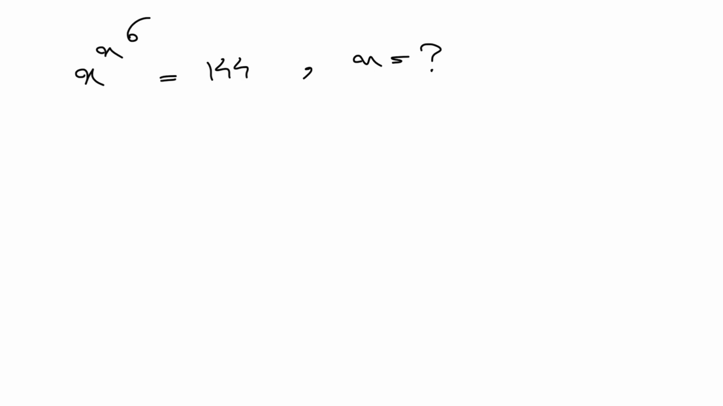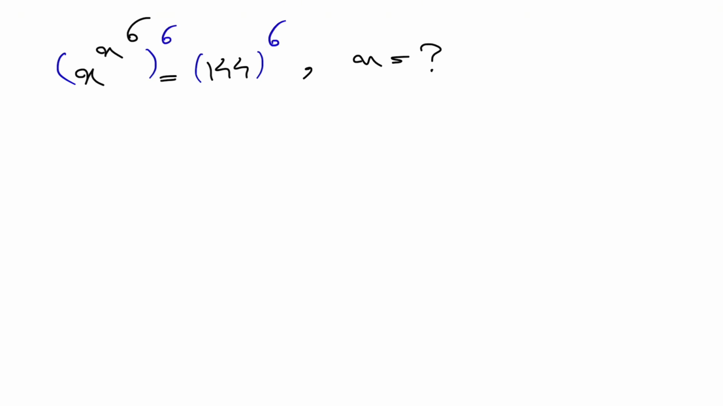Alright guys, welcome back. We're going to be solving an interesting question today. We need to solve this equation for x: x to the power of x to the 6 equals 144, and let's see how we can solve this. We really need to be creative in this one. What we're going to do is raise each side to the power of 6.